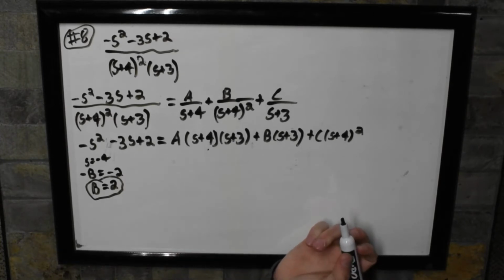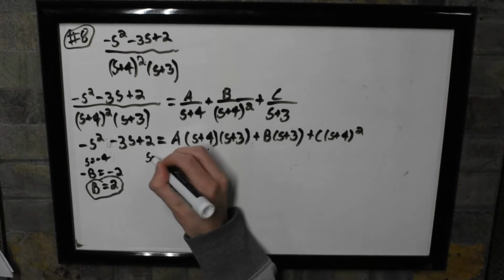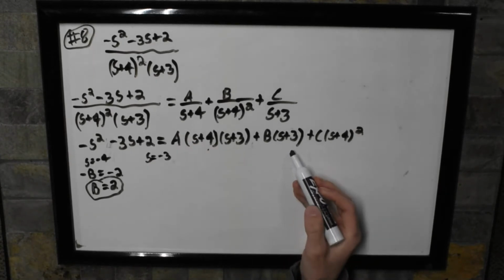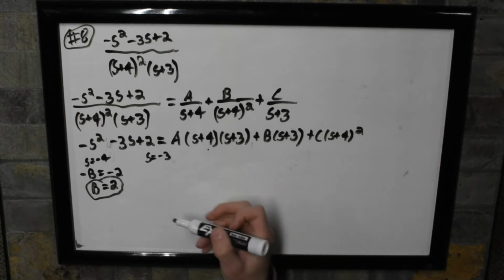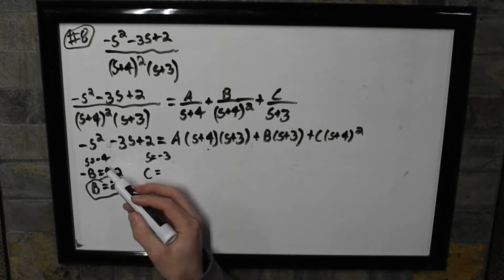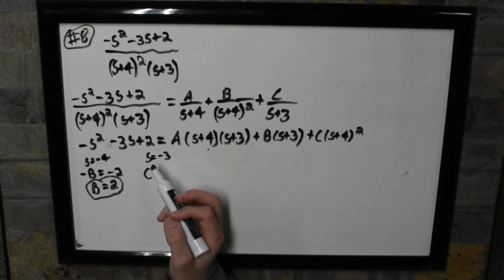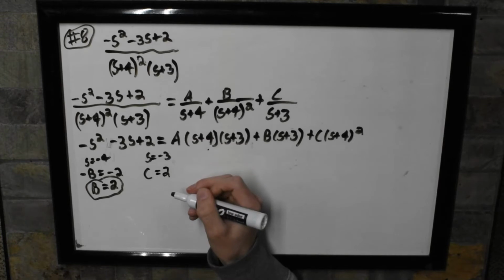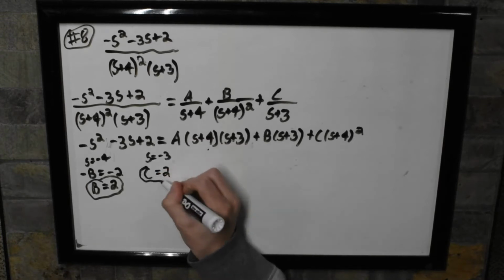Alright, now let's solve for C. So s is equal to negative 3. So when s is equal to negative 3, this cancels and this cancels. And we get C. And negative 3, we're going to get negative 9 plus 9, so 0, 2. C is also going to equal 2.